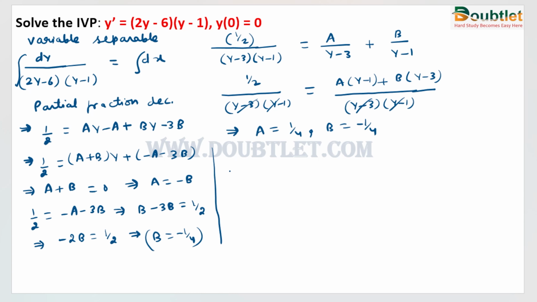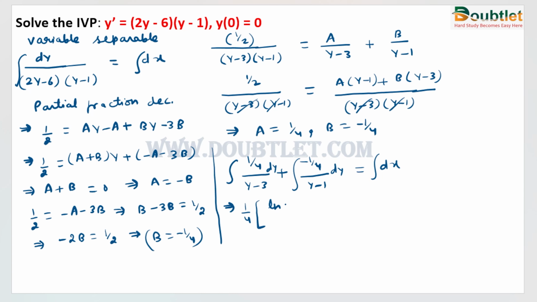So we can write this LHS as the sum of two different expressions. Like this will become (1/4) divided by (y - 3) plus (-1/4) divided by (y - 1). And we have to integrate both expressions with respect to y, and on the right hand side, we can write the integration of dx. So if we integrate this, what will we get? 1/4 we can take common, so this will become ln|y - 3| minus ln|y - 1| is equal to x + c.